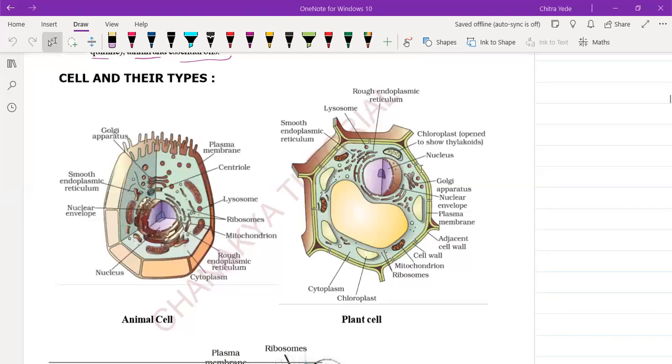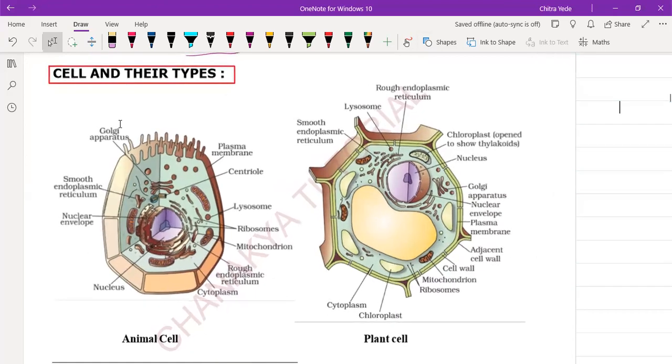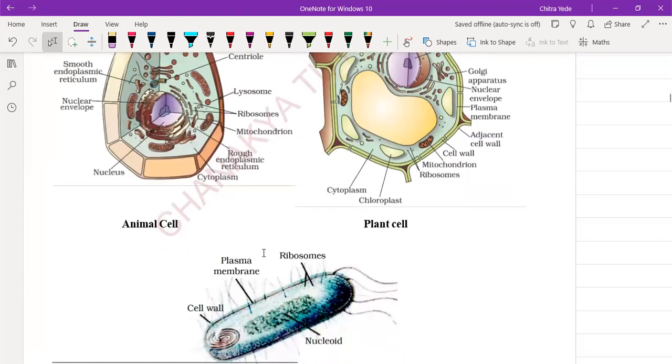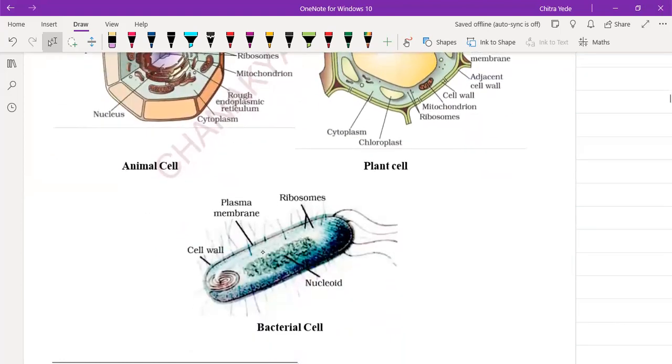Today we are going to start the new part of the chapter, which is cell and their types. We have already covered the cell and different cell organelles, so today we are going to discuss the types of cell. On the basis of structure and function, we have three important types of cell: one is animal cell, then plant cell, and the other is bacterial cell.